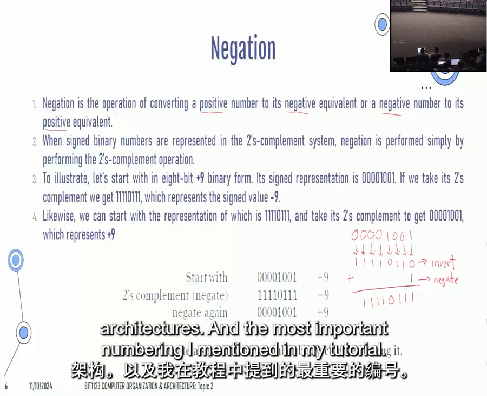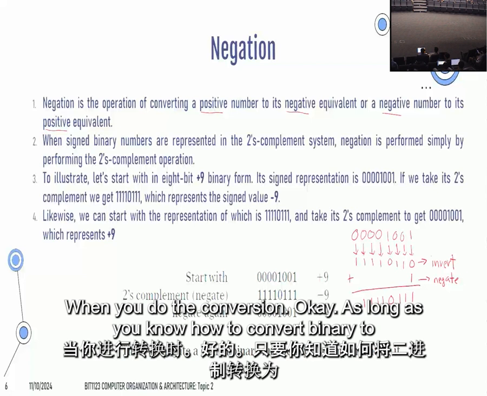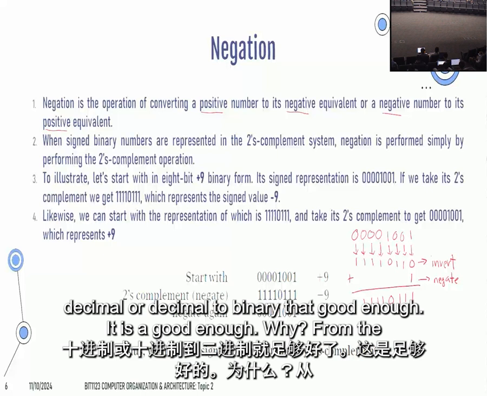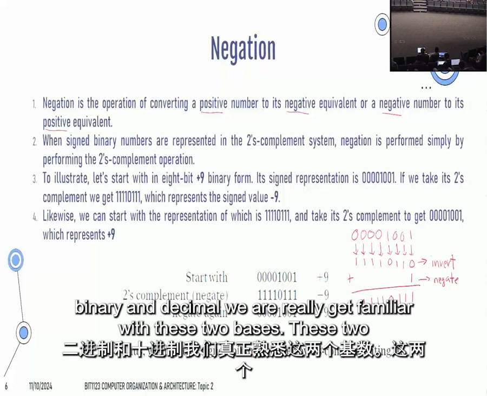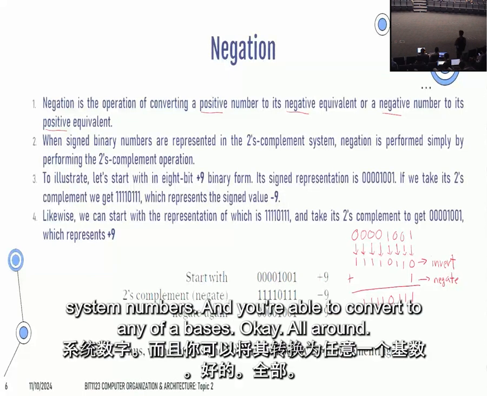And the most important numbering I mentioned in my tutorial, when you do the conversion, as long as you know how to convert binary to decimal or decimal to binary, that's good enough. Why? From the binary and decimal, we really get familiar with these 2 bases, these 2 number systems, and you're able to convert to any of the bases all around.